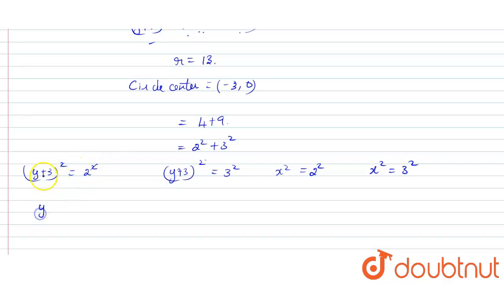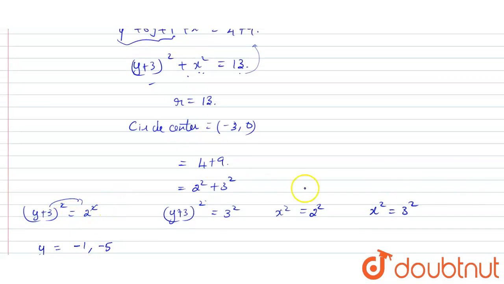So the 3 value I'm going to move to that side. So if it is plus 2, this value equals minus 1, right? So it is equal to minus 1. If it is minus 2, then minus 2 minus 3 equals minus 5, right? So this is the one value we get here.